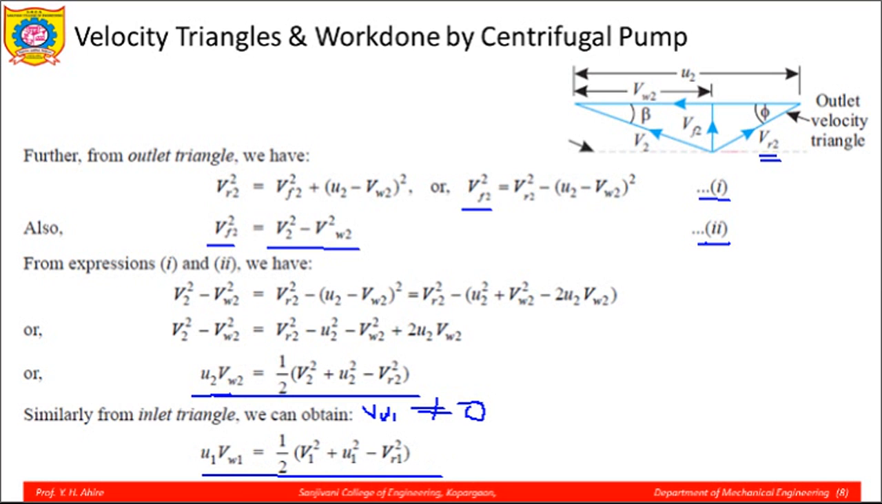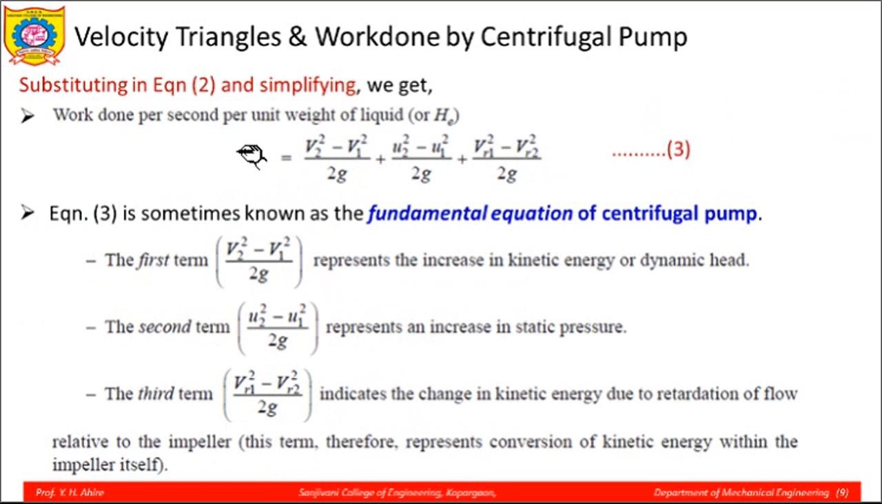Substituting both of these expressions into equation number 2 and simplifying, we get the work done per second per unit weight of the liquid, that is Euler's head HE, equal to (V2 square minus V1 square) by 2g plus (U2 square minus U1 square) by 2g plus (VR1 square minus VR2 square) by 2g. Substituting this expression and simplifying, you get equation number 3. This equation number 3 is known as the fundamental equation of a centrifugal pump.